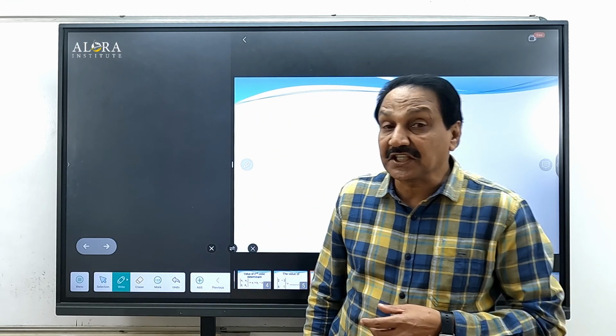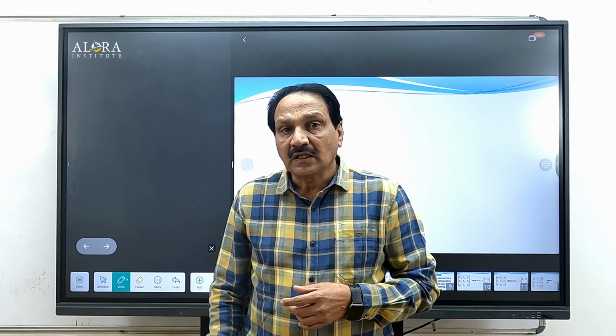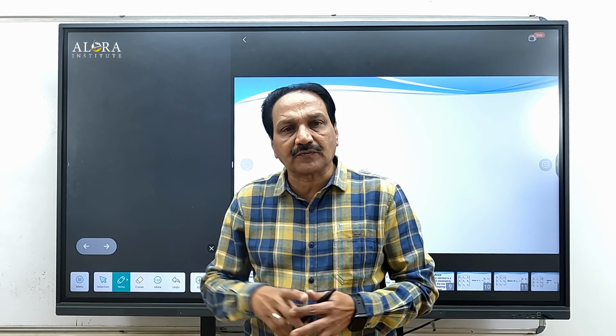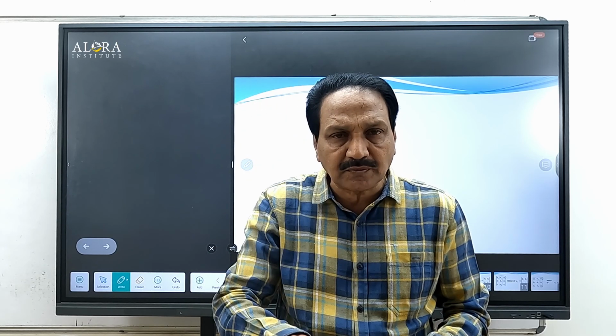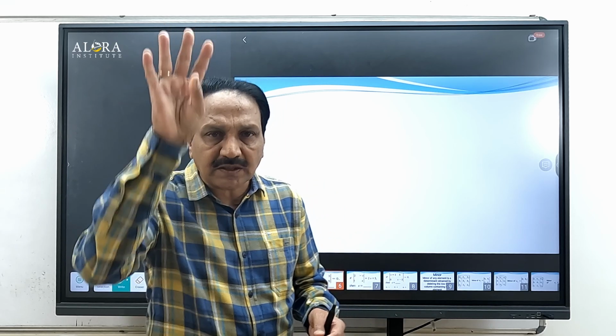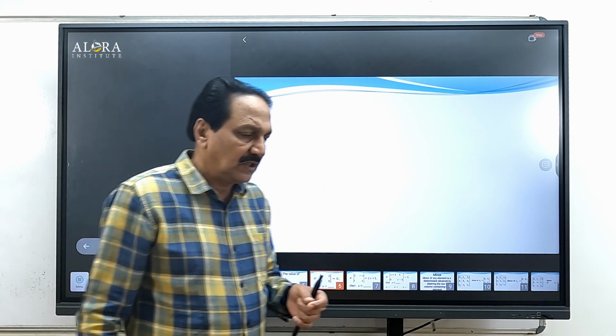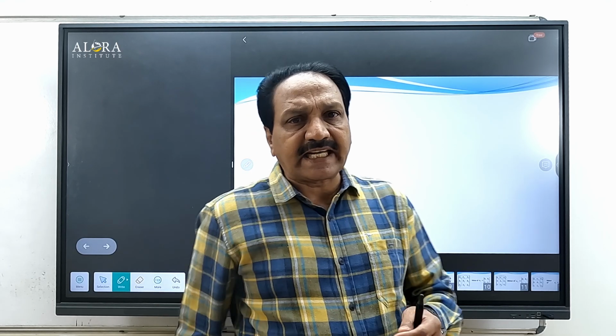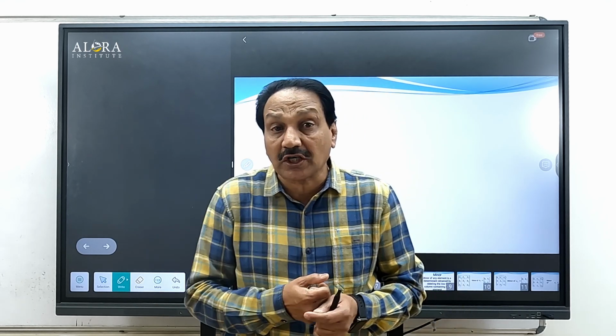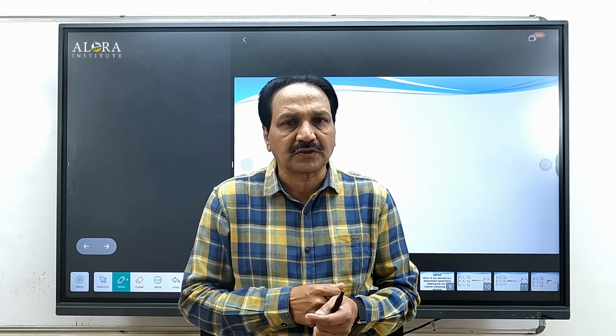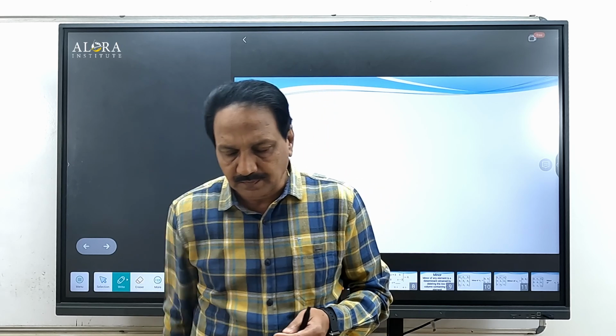And what is the necessary condition for that determinant? Equal number of rows and columns. If there are 2 rows, there must be 2 columns. If there are 3 rows, there must be 3 columns. That is the necessary condition to write a determinant. Suppose you take the second order determinant, what do you mean by second order determinant? 2 rows and 2 columns. Total number of elements, 4.